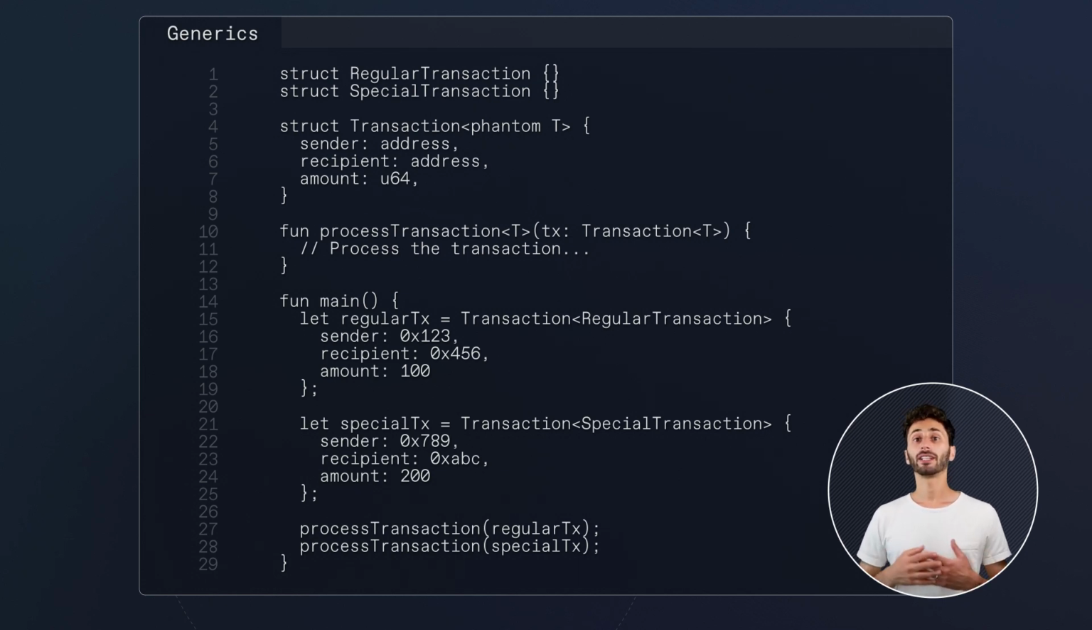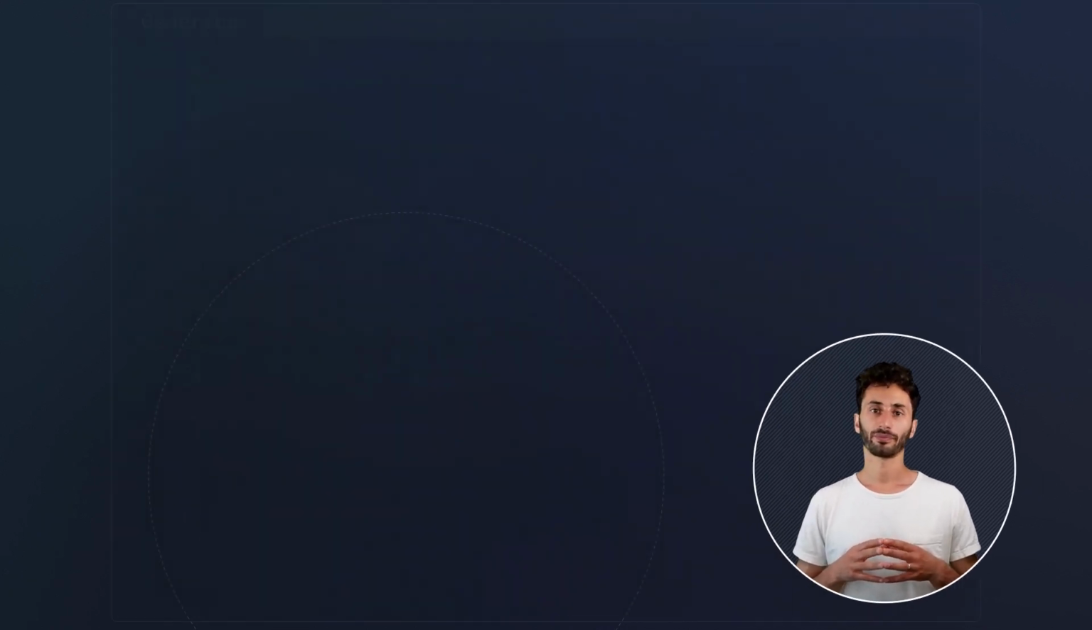Here's an example to illustrate this concept. In this example, transaction phantom T allows you to define a generic transaction struct that can be used for various types of transactions. The specific type of transaction, regular transaction or special transaction, is captured by the phantom type parameter, but it doesn't affect the struct's fields or behaviors.